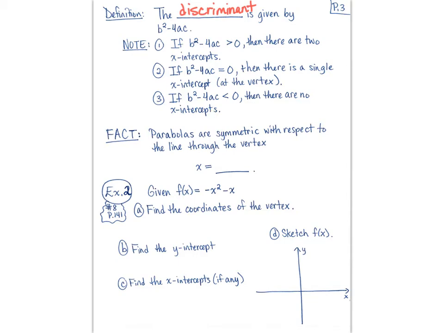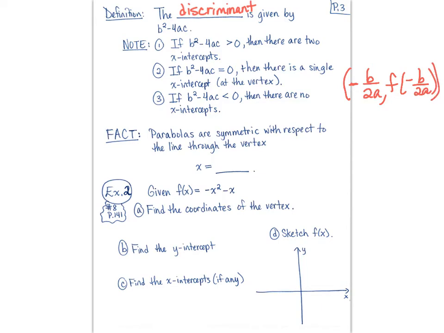Okay, now, parabolas are symmetric with respect to the line through the vertex. The line, remember your vertex is given by x equals negative b over 2a, comma, f of negative b over 2a.